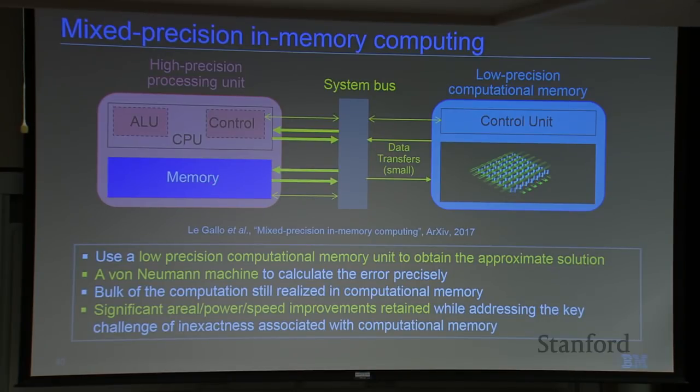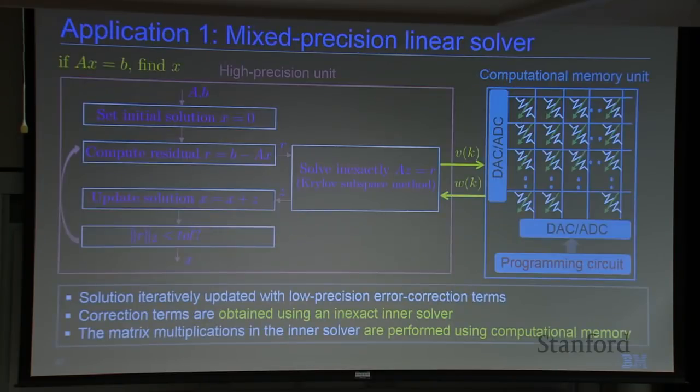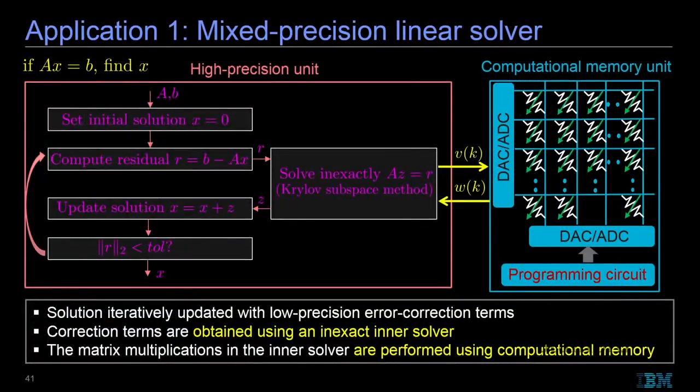So what you can see is that if you do it in the right way, in many problems, you can still gain a lot of area and power and speed efficiency, even though we have this von Neumann machine used in conjunction with the computational memory unit. This is a very powerful concept, and it's a very good solution towards dealing with the lack of precision associated with computational memory. So I'll show you a couple of examples to prove it to you. One of them is the problem of solving systems of linear equations, right?